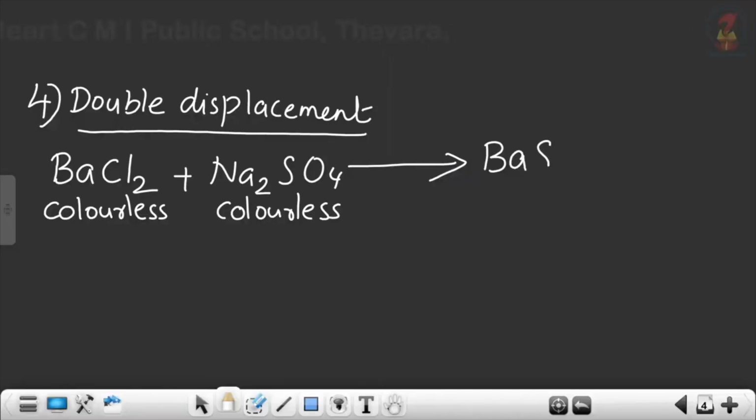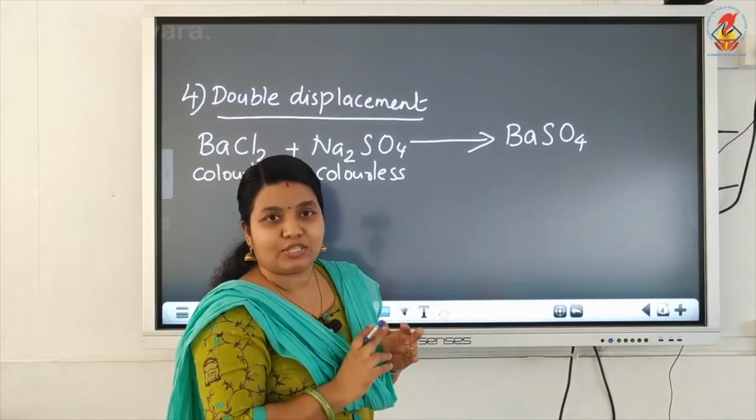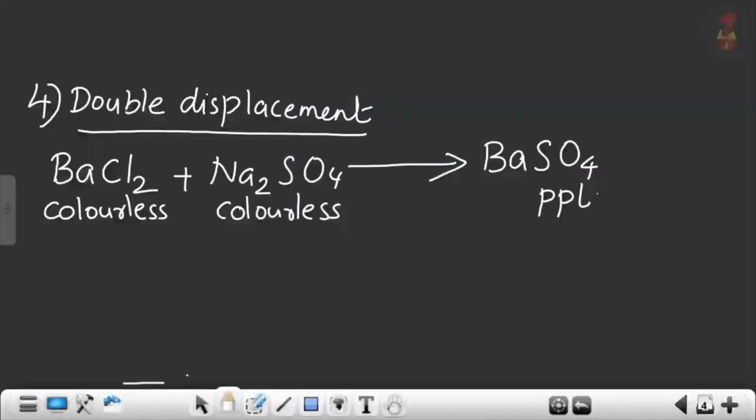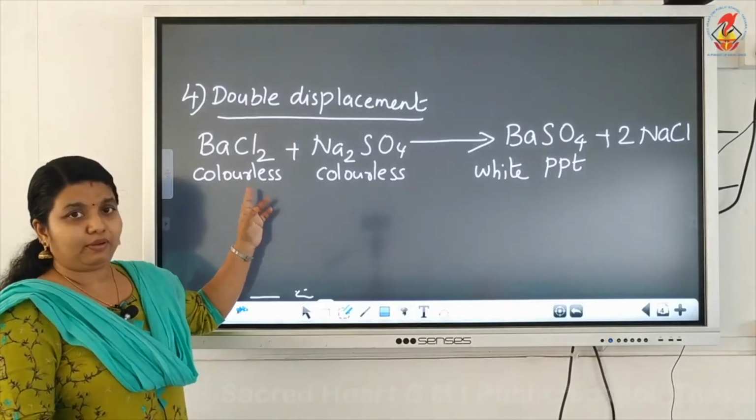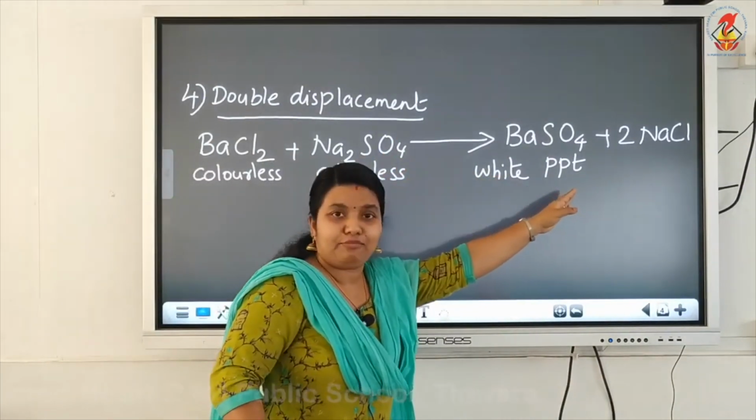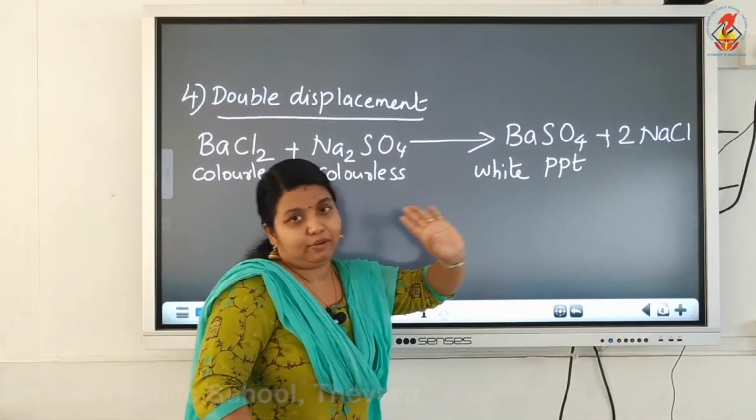When we get barium sulfate, this is a solid substance which remains insoluble in the solution. So we call it a precipitate. Such substances are known as precipitates, and the color of this precipitate here is white. So you get a white precipitate of barium sulfate. Along with that, one more product you are getting, that is sodium chloride.